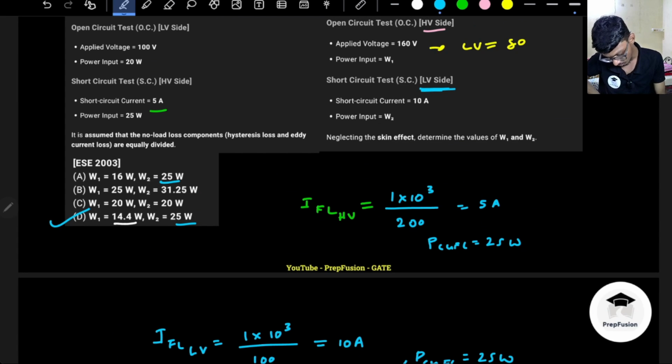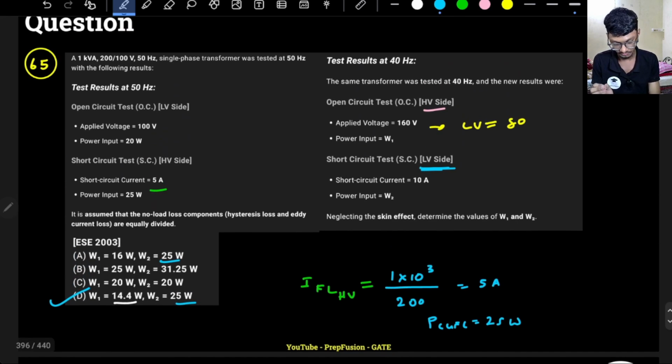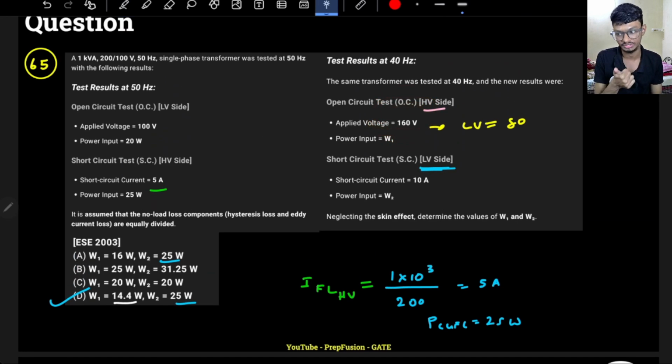W1 will read 14.4 and W2 will read 25. Just be careful here. I know there will be confusion. How did I choose voltage to be 80? Why did I not choose voltage to be 160?